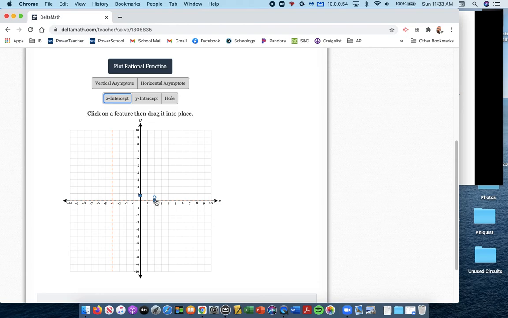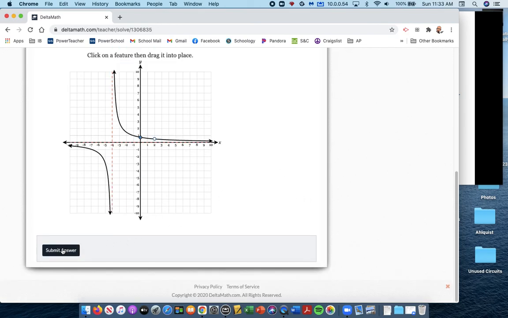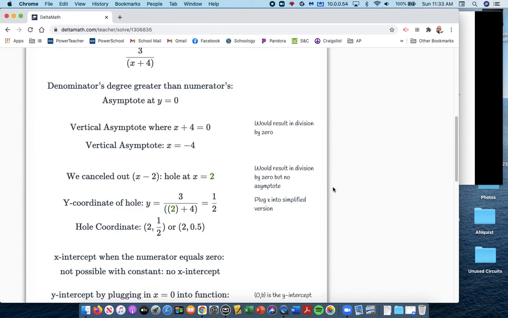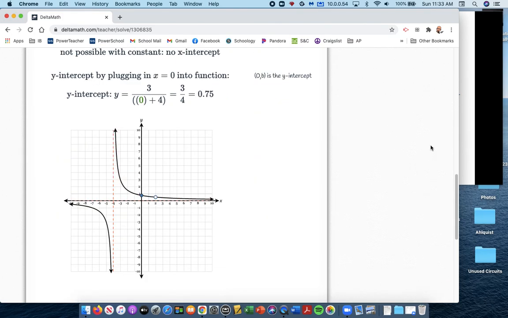If that existed, that would be part of the graph. So we're just going to click on it and get rid of that intercept. And we're going to plot that. Notice it goes through those and it looks like the shape that we need. So now if I submit this answer, hopefully I've done everything right, and there it is. And so I went through all of those steps and plotted all those things.